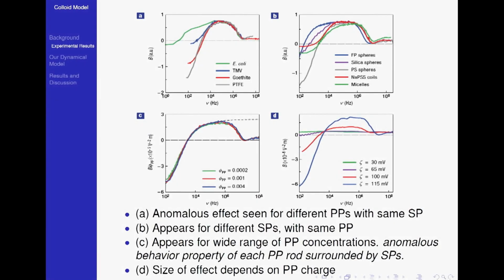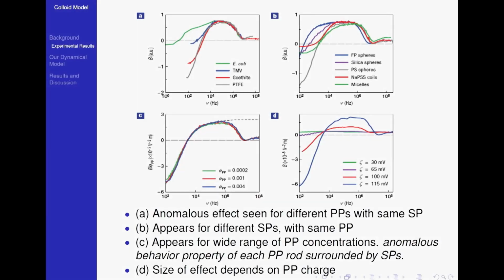And then finally, the size of the effect, which is given by how negative this becomes, depends on the charge of the primary particle. The primary polymer, the more charged it is, the bigger the effect. And you can see that it's bigger both in the negative direction as well as the positive direction. That means both the anomalous orientation as well as the normal orientation are affected by the charge.